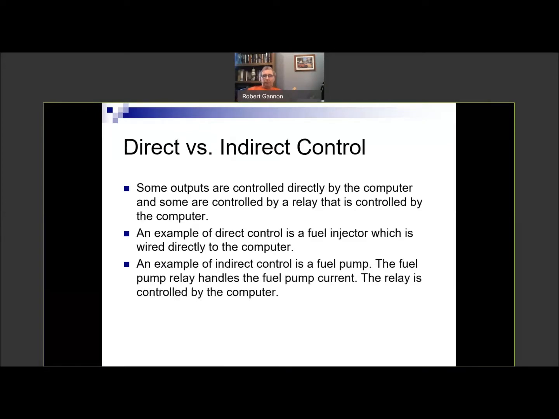So we talked about this in lab, the concept of direct versus indirect control. The idea that some outputs are controlled directly by the computer, some are controlled by a relay that's controlled by the computer. So a fuel injector is an example of direct control. The wires go from that injector straight back to the computer. Indirect control would be something like a fuel pump or a cooling fan or something that's a little heavier duty. And so the relay handles the current for that motor, and then the computer just handles the current for the relay coil, which is not very much.